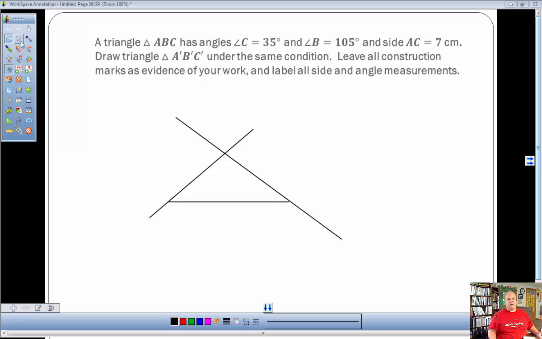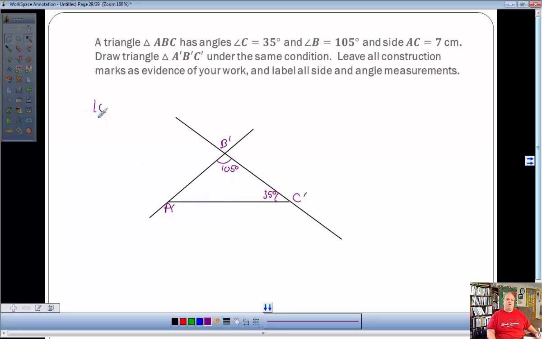There is my triangle. And this is angle A, B, C, and these are prime because it's an identical triangle to the conditions given. This is 35 degrees. This is 105 degrees. Now, what is that supposed to be?